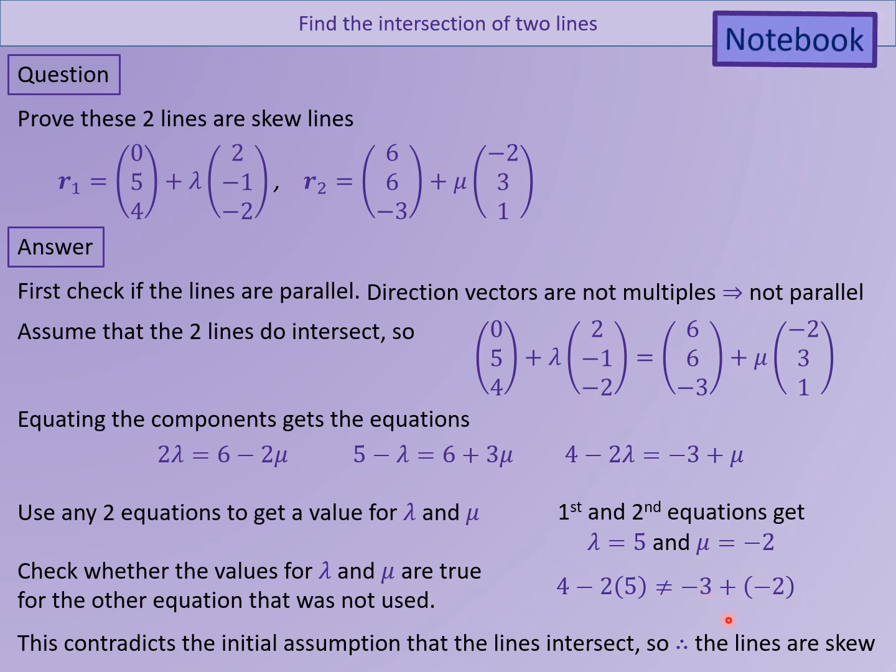So that we can conclude, therefore, that if the two lines are not parallel and they do not intersect, the only possibility left is that the lines must be skew. So we can conclude that that is the case.